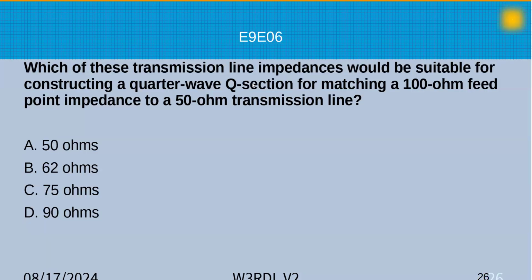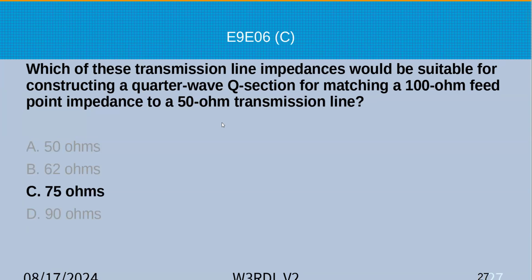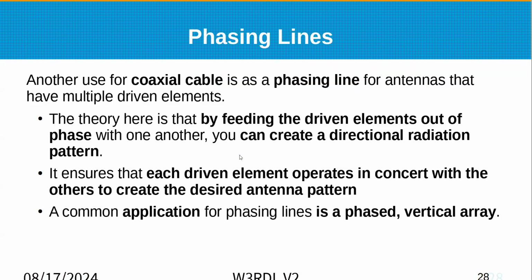So which of these transmission line impedances would be suitable for constructing a quarter wave Q section for matching a 100 ohm feed point to a 50 ohm transmission line? That's a hard one. Yeah, that's good. I'll get this one. You didn't have to do the math either.